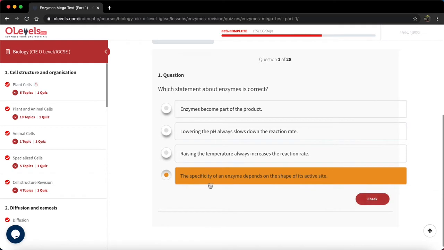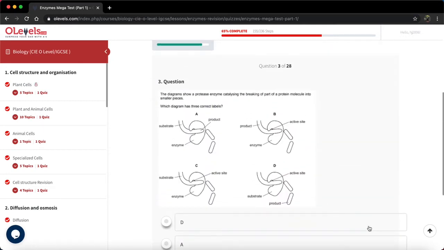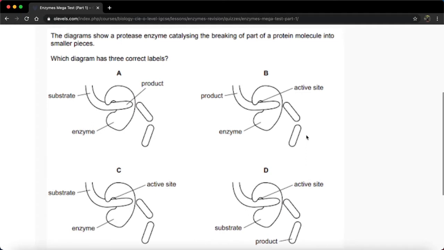Now let's see. Specificity of the enzyme. Why is the enzyme specific? It depends on the shape of the active sites. Right, this is correct. Check. Got it right.